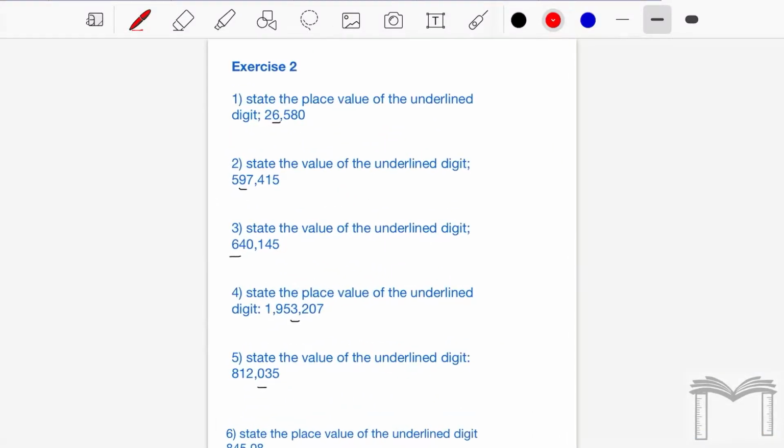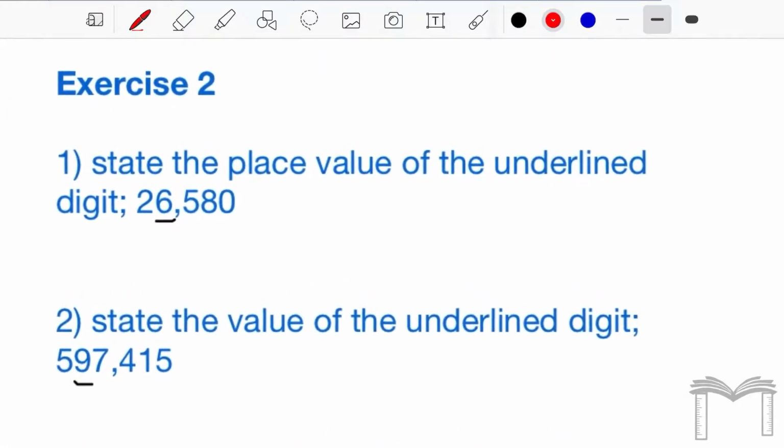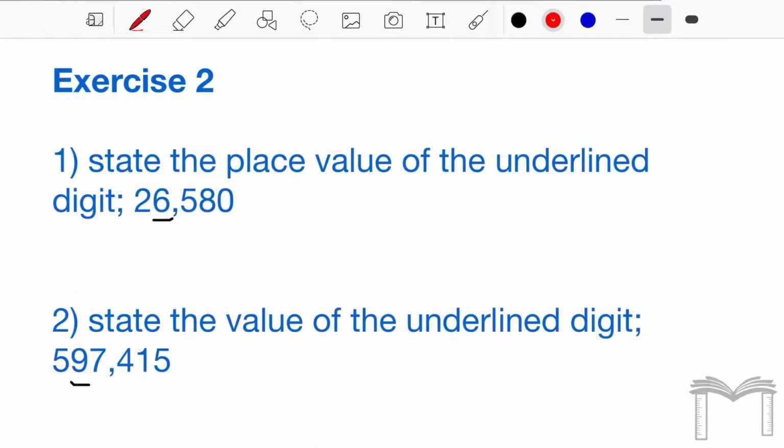Exercise 2. Now that you have gotten practice, you should be able to make a better attempt at exercise 2. You can feel free to pause the video now and write down all of the questions before seeing the solutions. Exercise 2 requires that we find the place value of some of the digits and the value of some of them. Number 1. State the place value of the underlined digit.